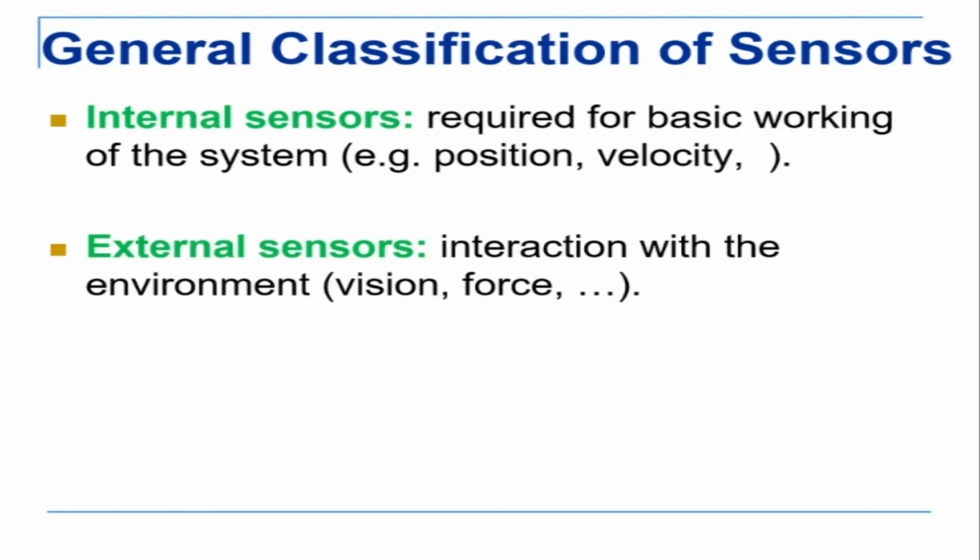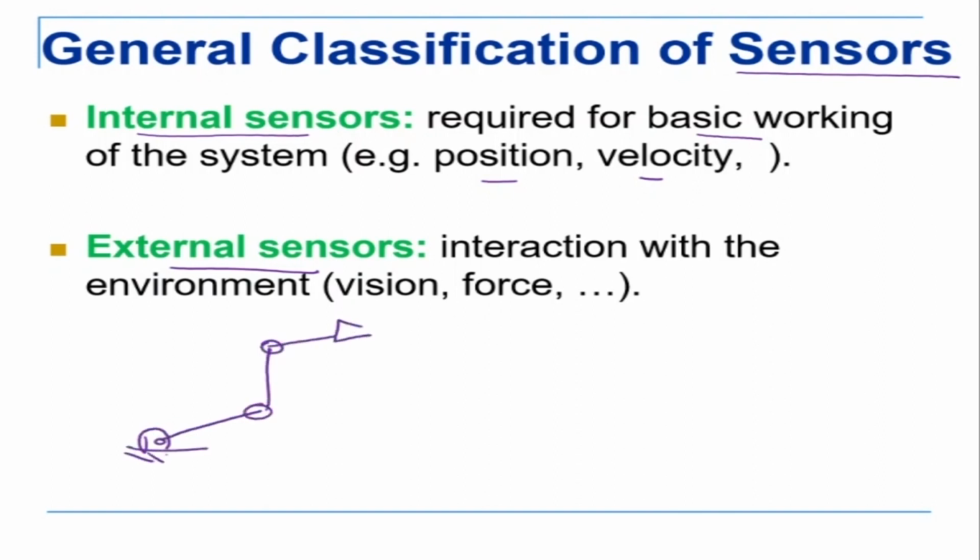Now we started off by discussing sensors, and for sensors we say that sensors can be divided into internal sensors and external sensors. Internal sensors are required for the basic working of the system, for example, position, velocity, acceleration. So if I have a robot, we also talked about independent joint control, in which we said that every joint of the robot is connected to one unit consisting of a motor, an encoder at the back, and a gear in front. So each of the joints is connected to one of these actuator-sensor units, and the controller assumes that each joint is not interacting with the other joint, and this is what we call independent joint control.